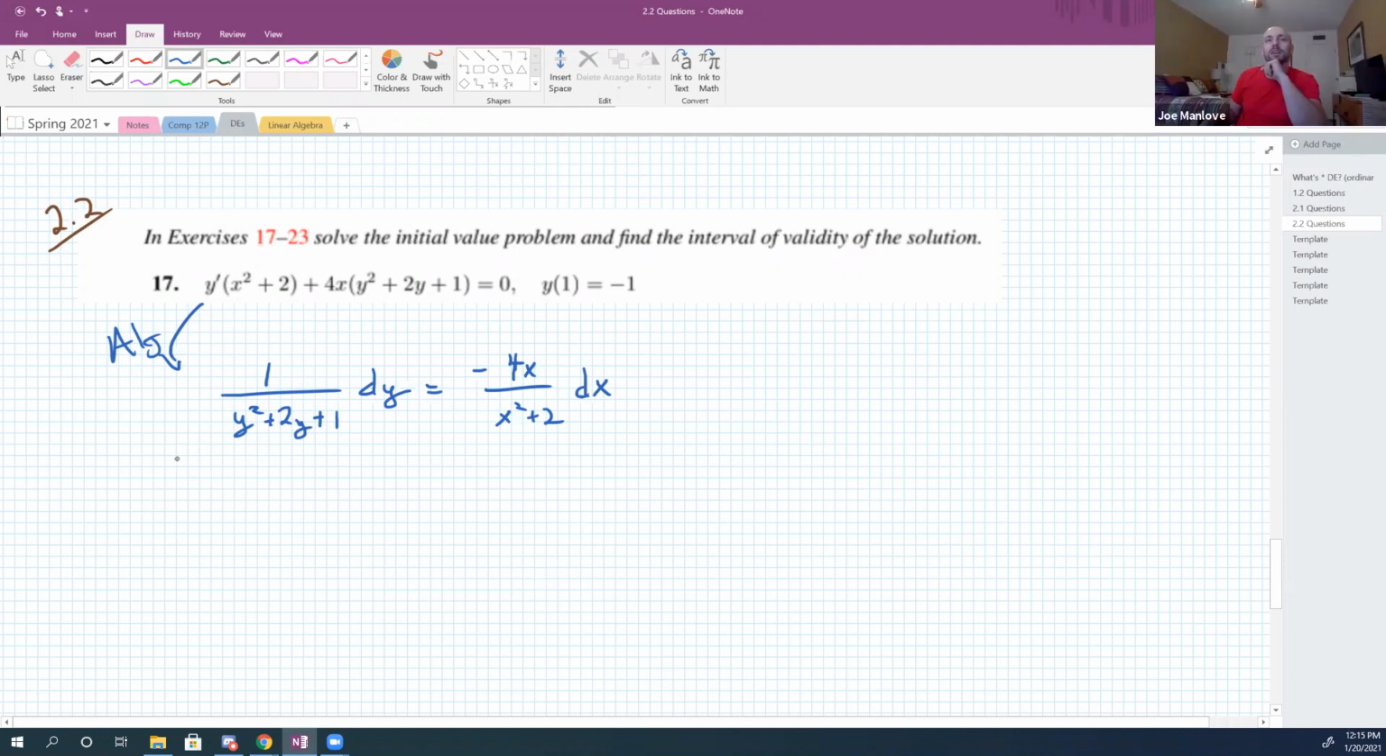Okay, so now we need to integrate things. Squigglies. Okay, so on the left one, I'm going to rewrite that as the integral of 1 over (y plus 1) squared dy. Everybody with me on that? Okay. And on the one on the right, I'm just going to leave that alone for right now.